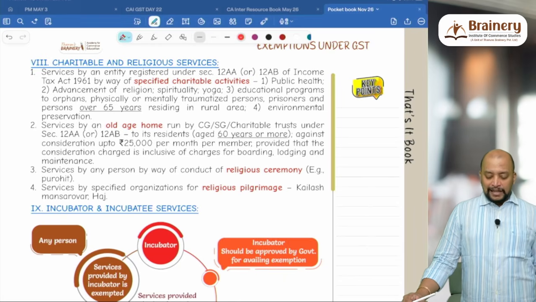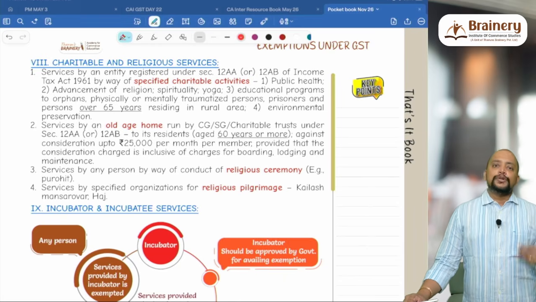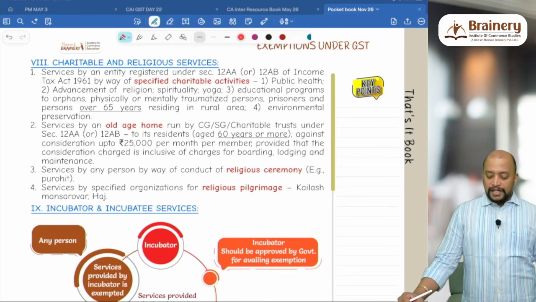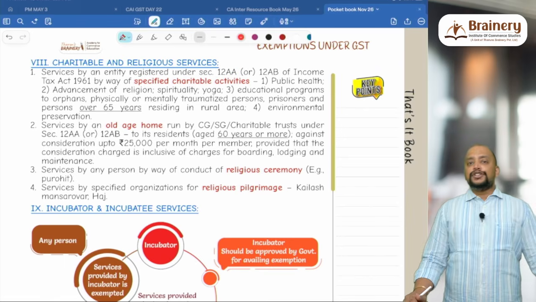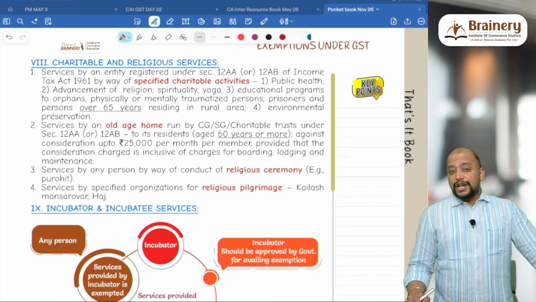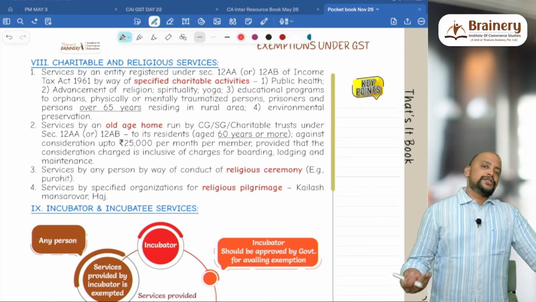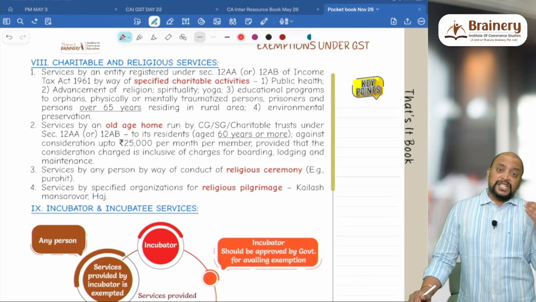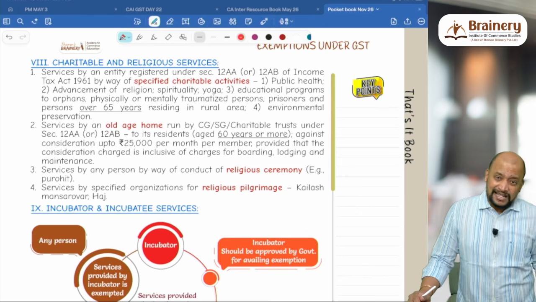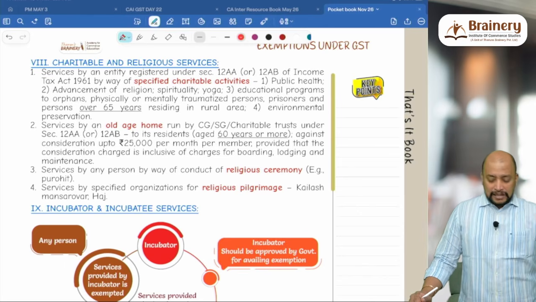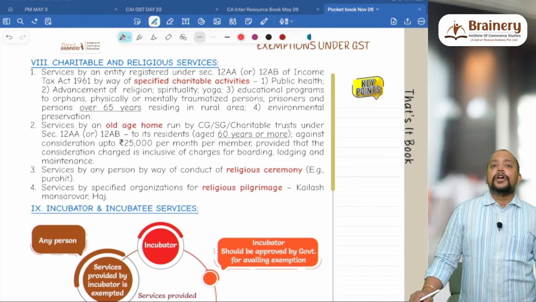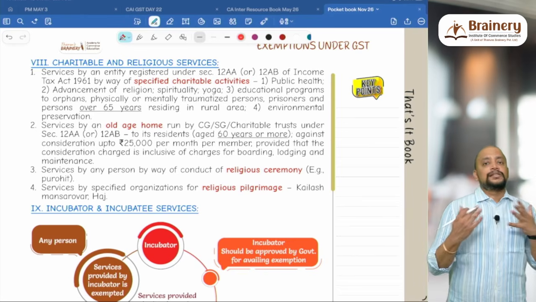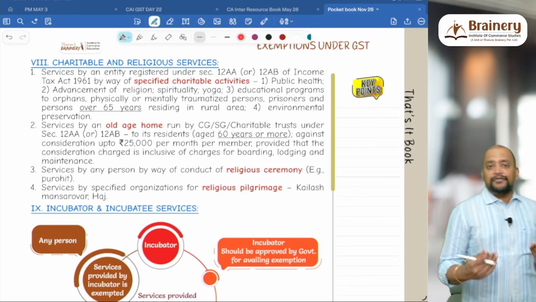Number 1, public health. Public health here refers to doing some awareness about HIV, AIDS, etc., or family planning. So that will come under public health. Then advancement of religion, spirituality and yoga. And number 3, educational programs to whom? Orphans or homeless children, prisoners, mentally physically traumatized persons, or persons over 65 years residing in rural area, not urban area, then it will be exempted. Then environmental preservation. These are the 4 specified charitable activities. By doing that, if the trust earns money, then it is exempted. Otherwise, you need to check for other exemptions.